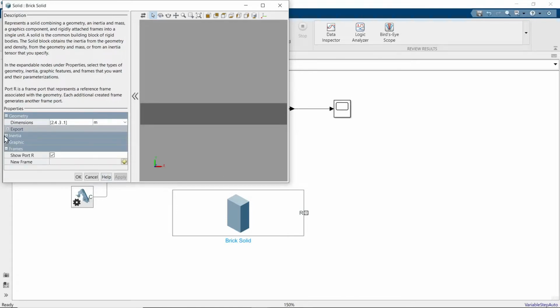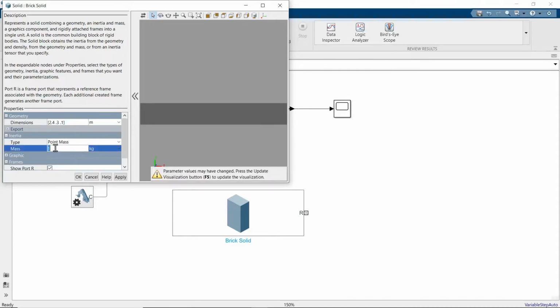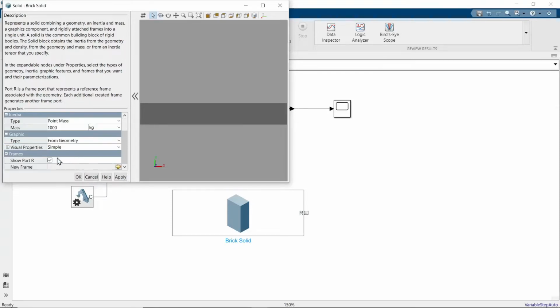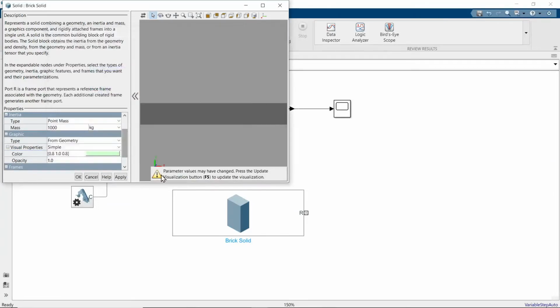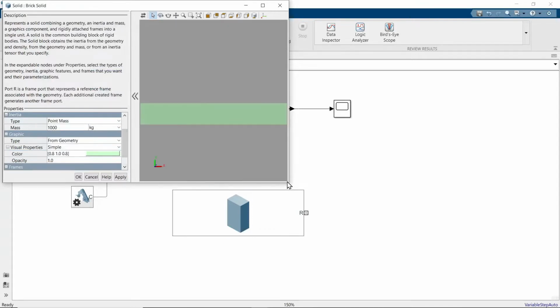And let's choose inertia, point mass, make it something really heavy since it doesn't matter. 1000 kilograms. F5. Let's pick a color just to make it aesthetically pleasing. That green looks okay. Pick F5.